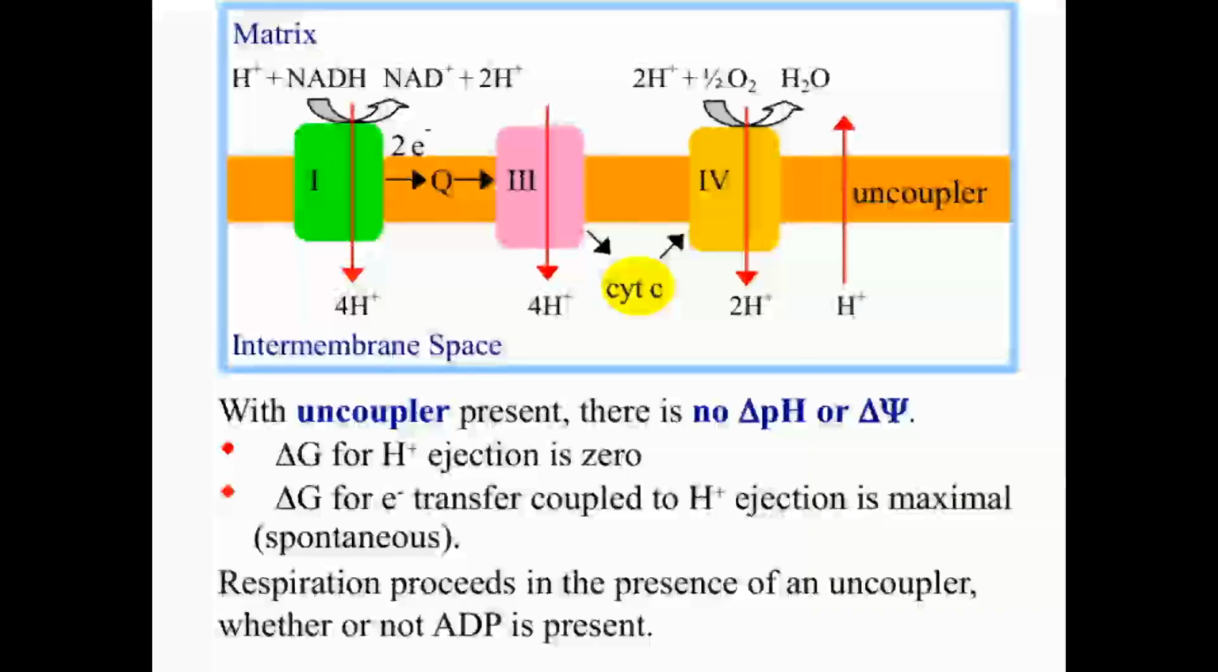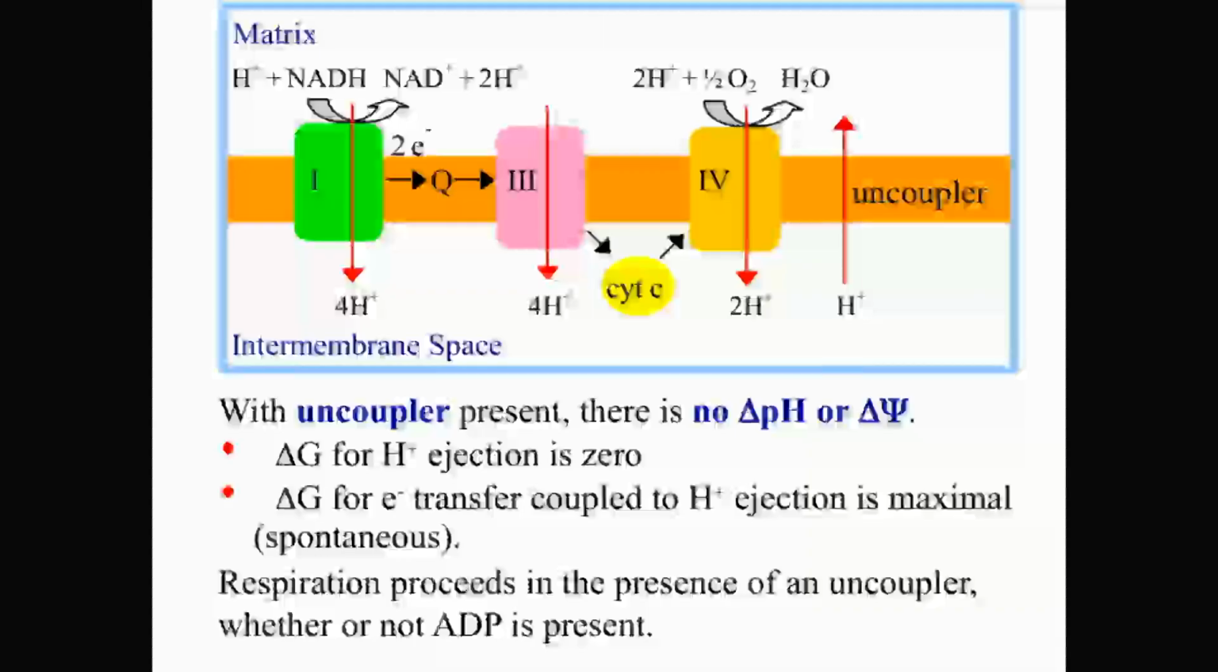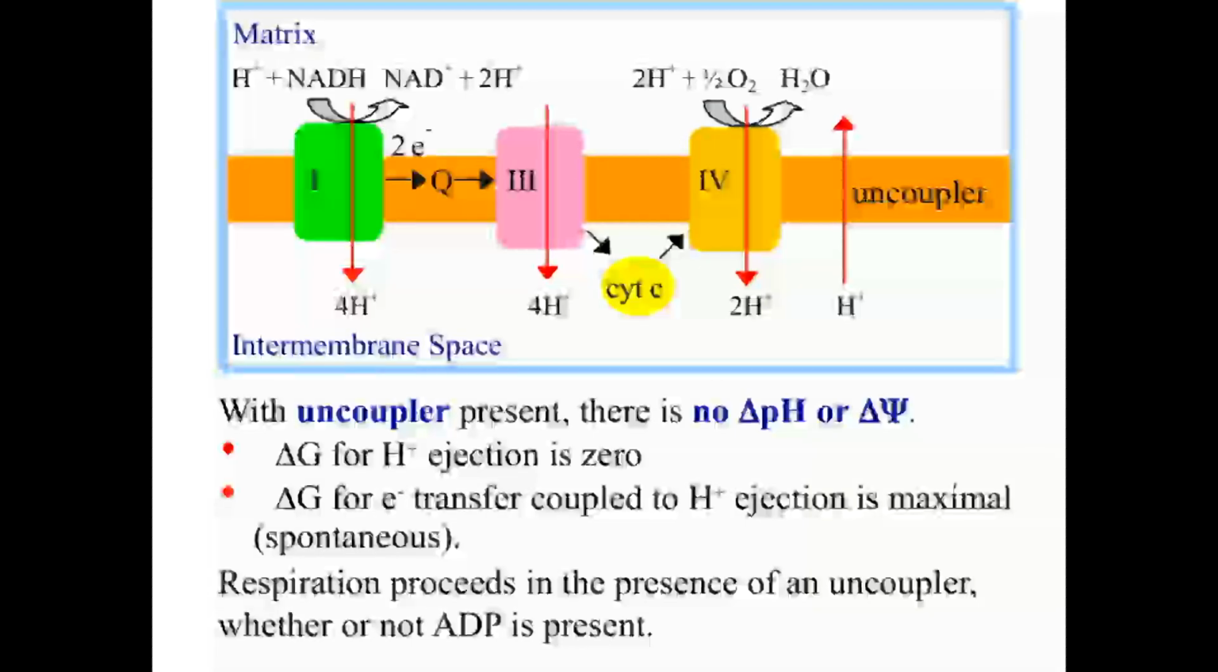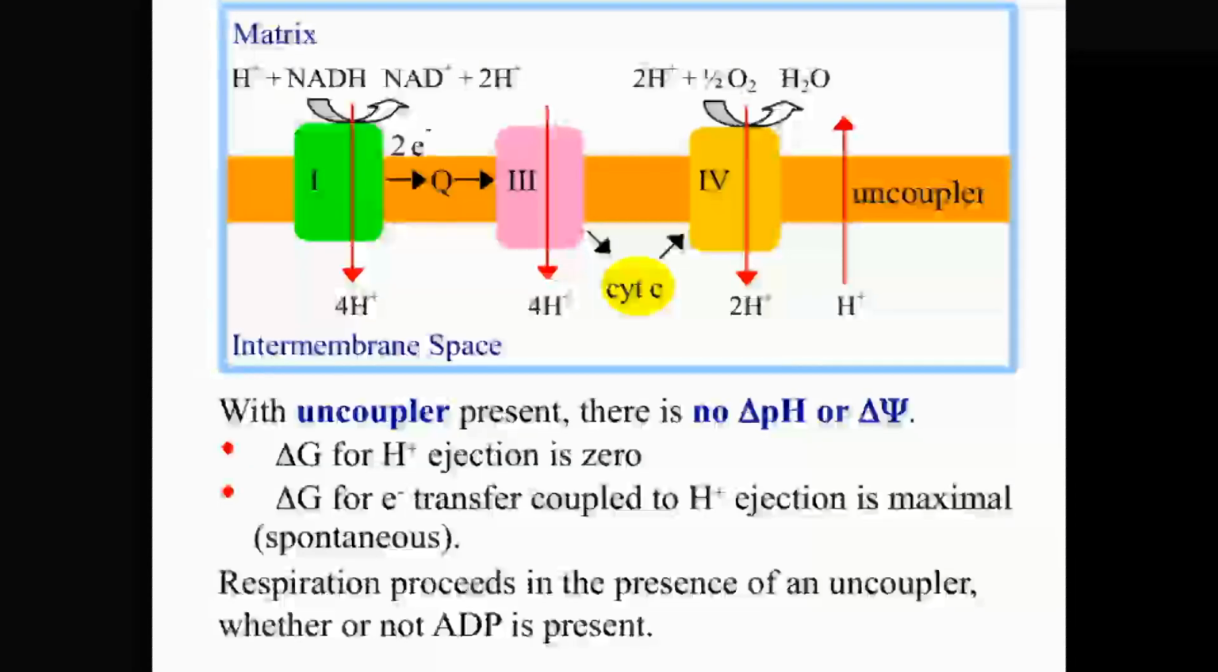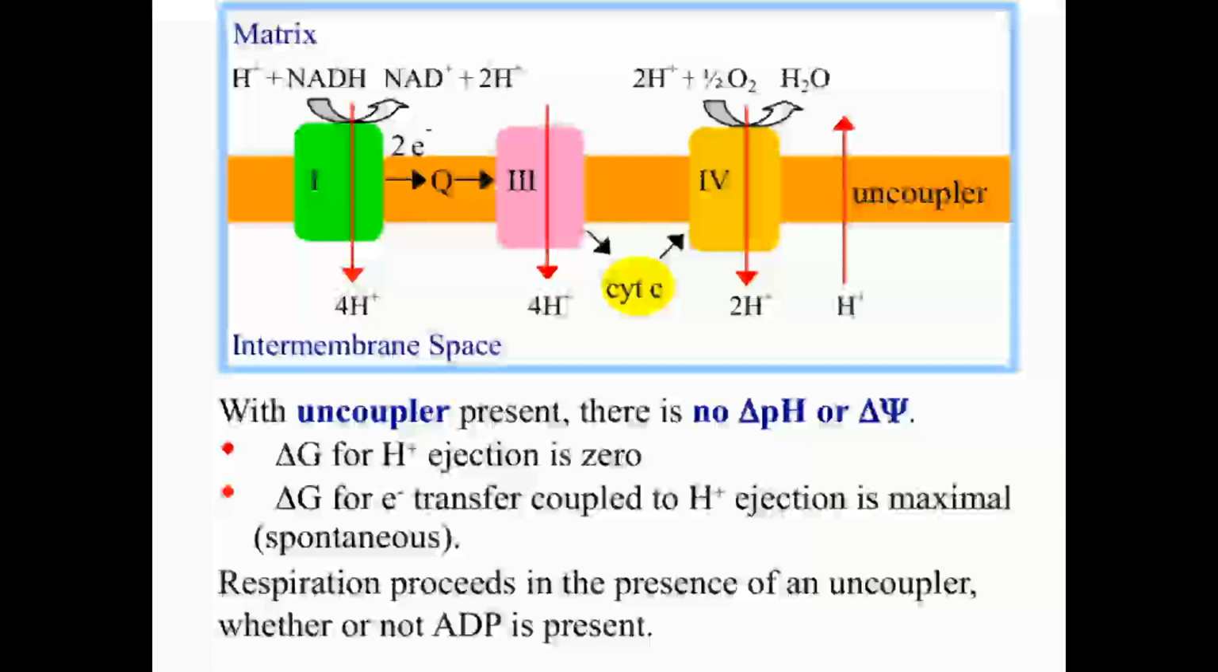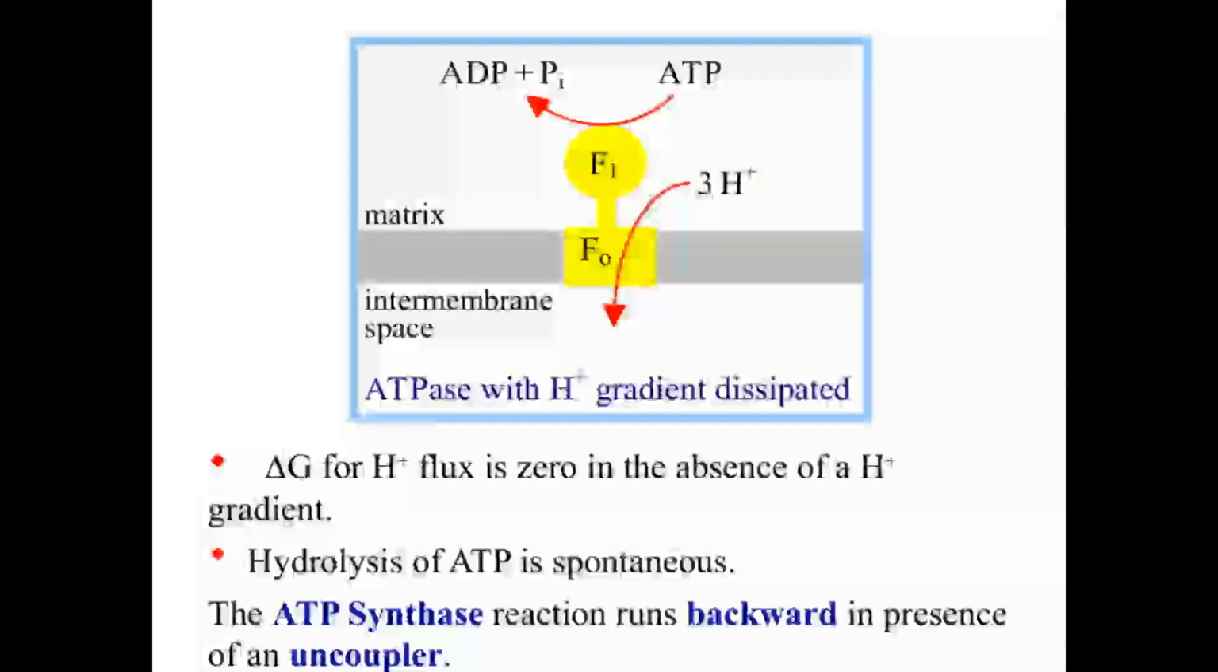So let's talk about the delta G for H+ flux first. When there's no H+ gradient, the free energy change for H+ movement is zero. This means that without a difference in H+ concentration across the membrane, there's no driving force for H+ to move, and thus no flux occurs. It highlights how essential a gradient is for energy transfer.